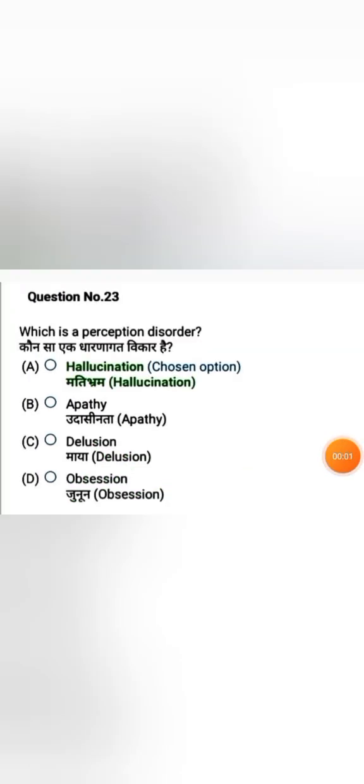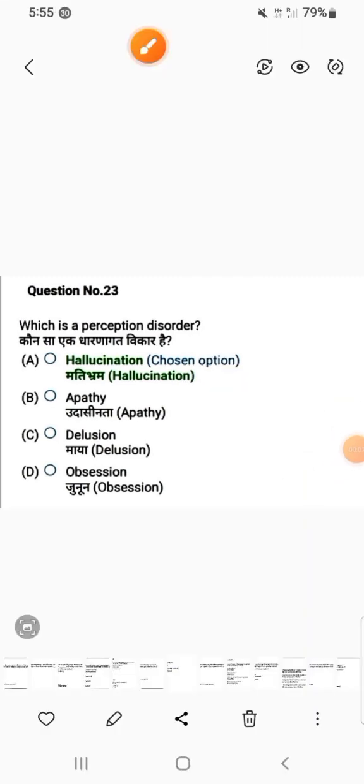On to the next question, which is a perception disorder? Options. Option A hallucination, option B apathy, option C delusion, option D obsession. Illusion and hallucination are perceptual disorders. Here option A is the correct answer. Apathy is a type of affect disorder, and delusion and obsession are disorders of thought. Here hallucination is a disorder of perception.